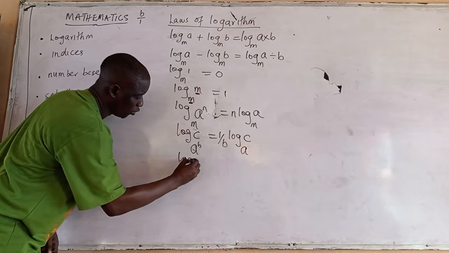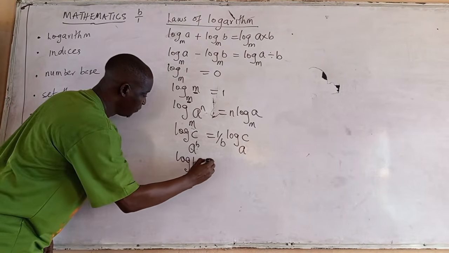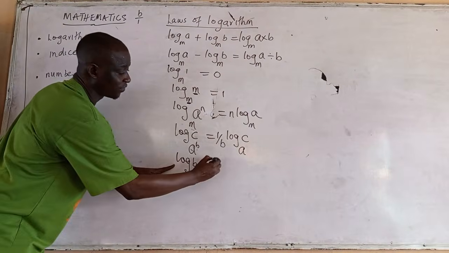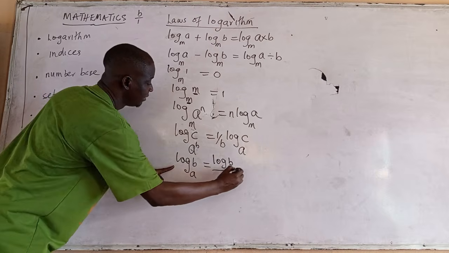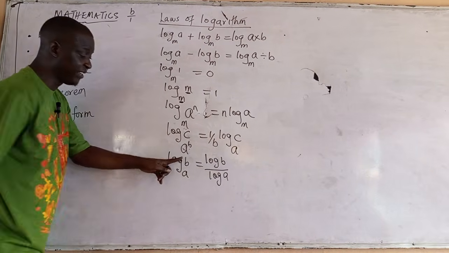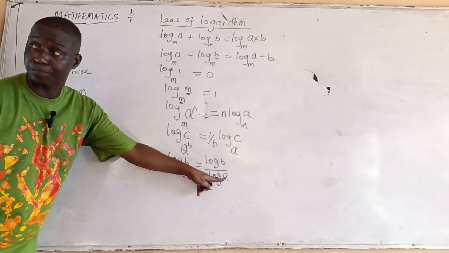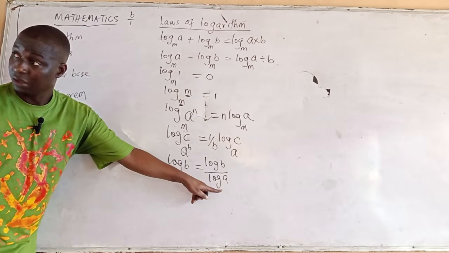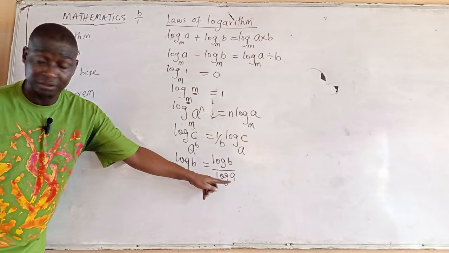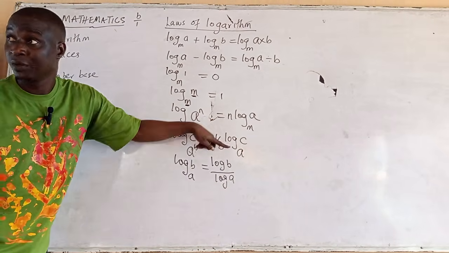Then lastly, log to base a to the power of b. Do you know we can write it as log b divided by log a? That means this one can form the power of a logarithm at the denominator, and this one will form another power of a logarithm.